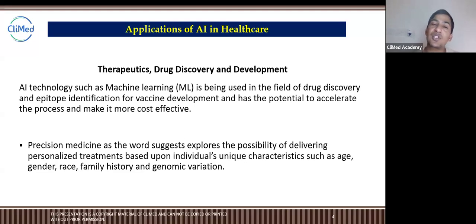We can do the animal studies and the human studies in multiple phases, and those phases can be completely operated and monitored by AI, and the data can be analyzed by AI to get a precise and great outcome. So it can help in multiple ways.